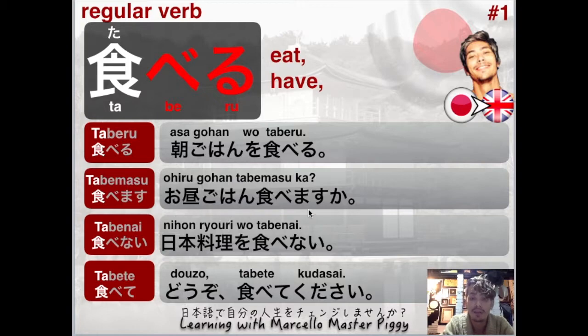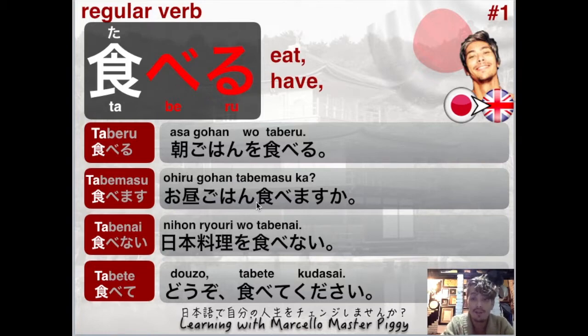Oh, sorry, actually, this is not the past. This is the present, tabemasu ka? So it turns out as an invitation. Ohiru gohan tabemasu ka is like, do you want to eat lunch? Do you want to have lunch? Are you having lunch? You are more like inviting someone.